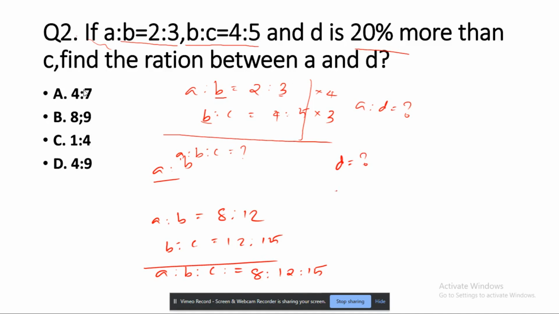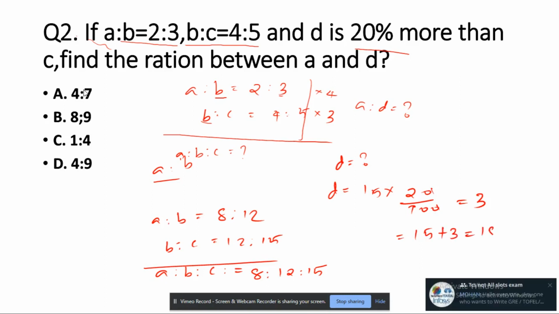Now we have to find the value of D. So for doing that, D is 20% more than C. C value is 15. That means 15 into 20% more than. So first you have to find the 20%. That will be equal to 3. So D will be equal to 15 plus 3, that is 18. The D value is equal to 18.